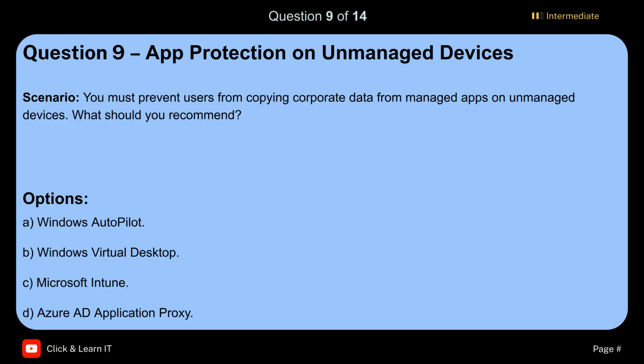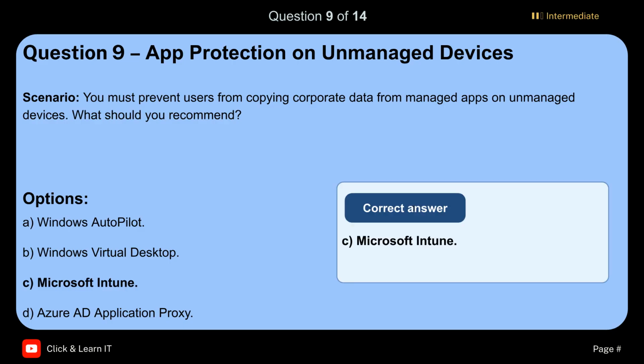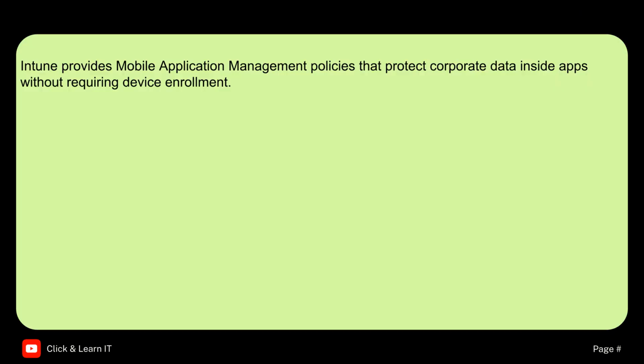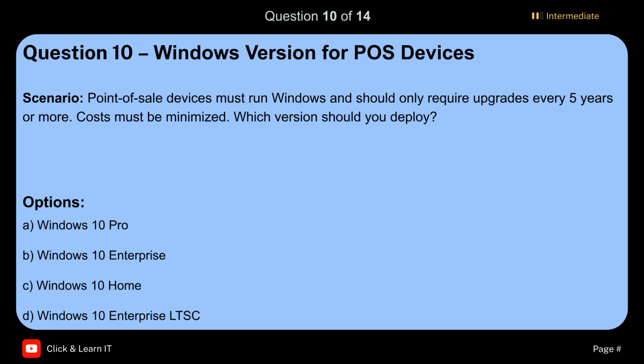Question 9. App protection on unmanaged devices. To prevent users from copying corporate data from managed apps on unmanaged devices, what should you recommend? The correct answer is C, Microsoft Intune. This is the tool that manages app protection policies. Intune provides mobile application management policies that protect corporate data inside apps without requiring device enrollment, meeting the need for unmanaged devices.